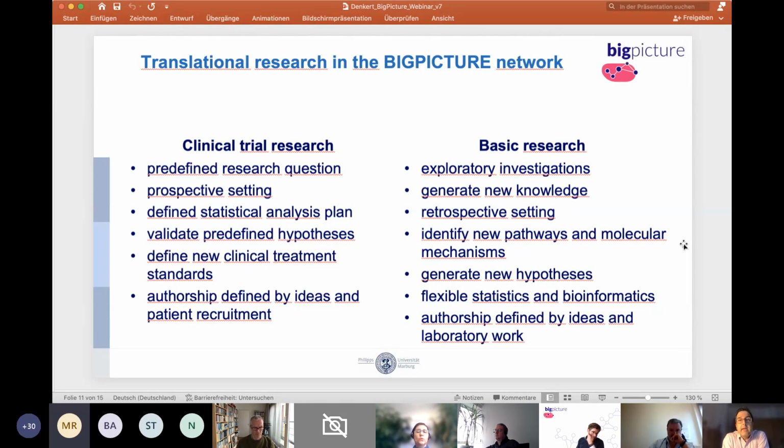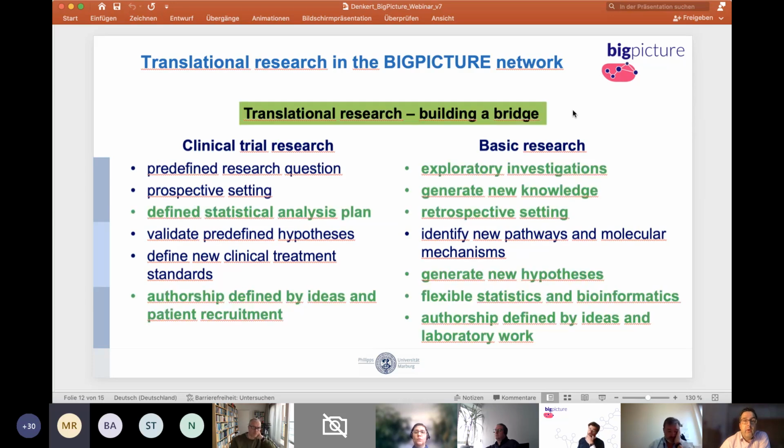So within the Bigpicture network, we are somehow bridging between clinical trial research and basic research. So the translational research includes samples from the clinical trials, but they are used for exploratory investigations as they are typically performed in basic research projects. So everything that is green are elements that are important for this combination.